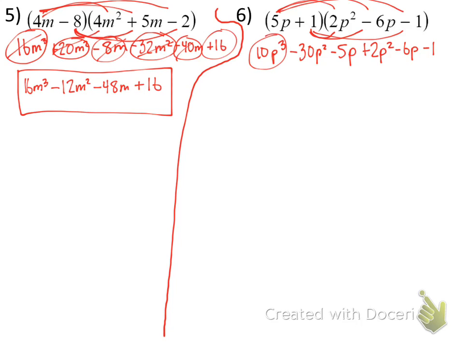Please end your conversations. We're almost done here. We got 10p cubed. We got negative 30p squared and positive 2p squared, which is going to be negative 28p squared. Then we got negative 5p and negative 6p, which is negative 11p. Then minus 1. It is in descending order. Descending order goes by the exponents: 3, 2, 1.